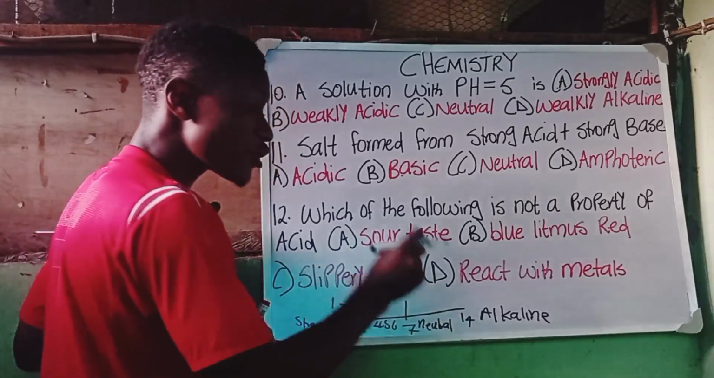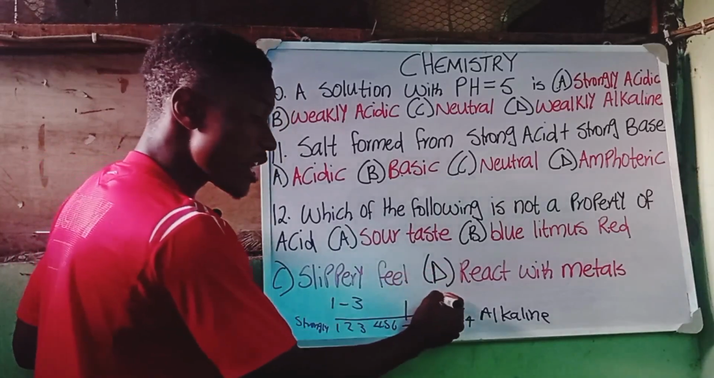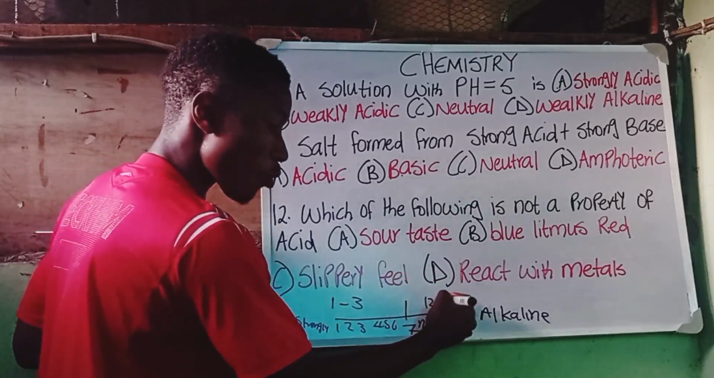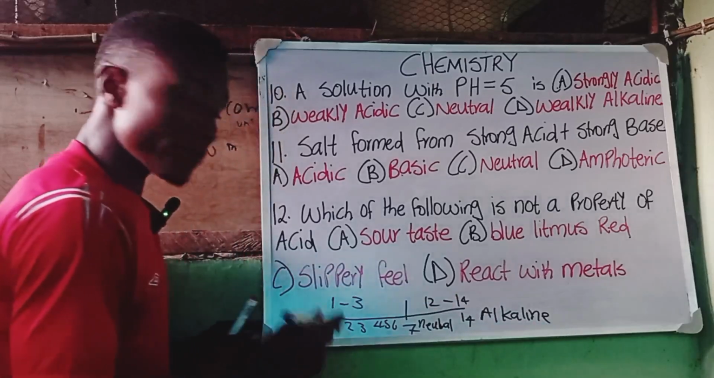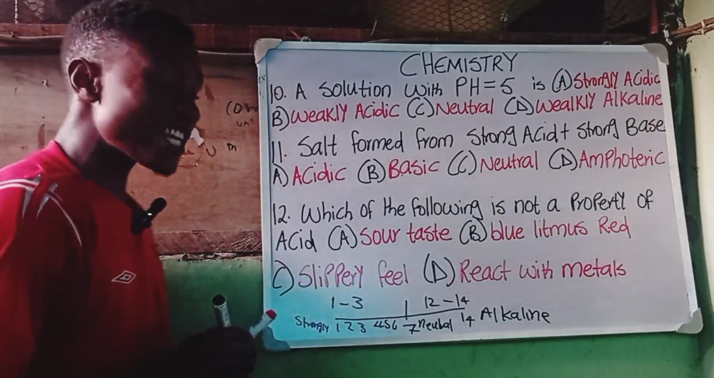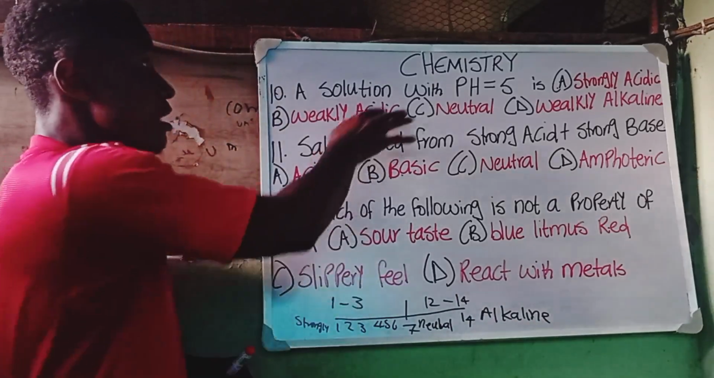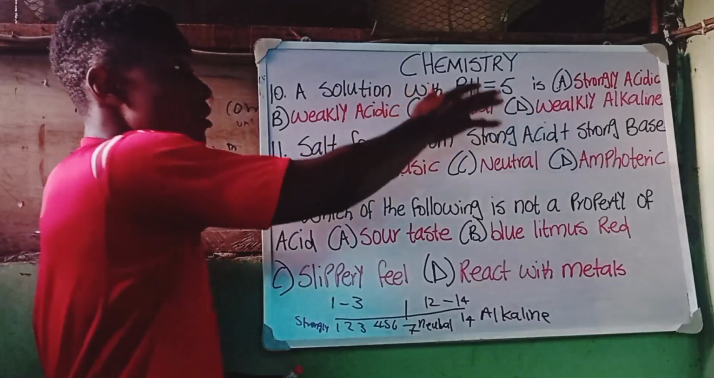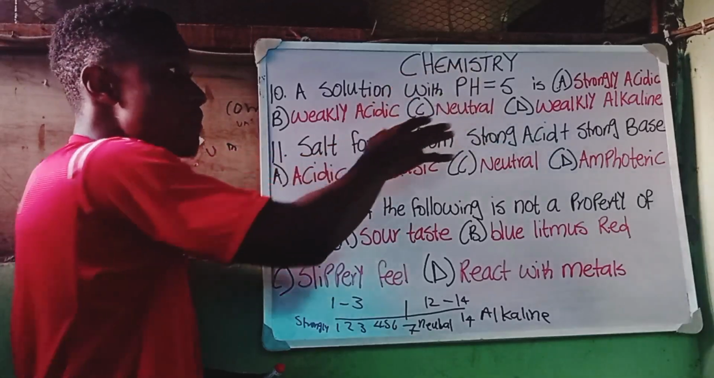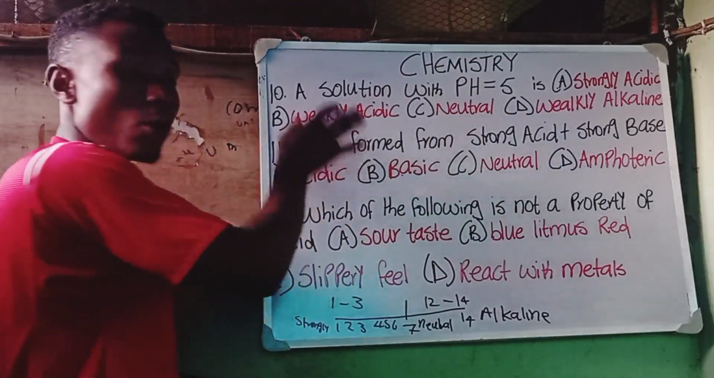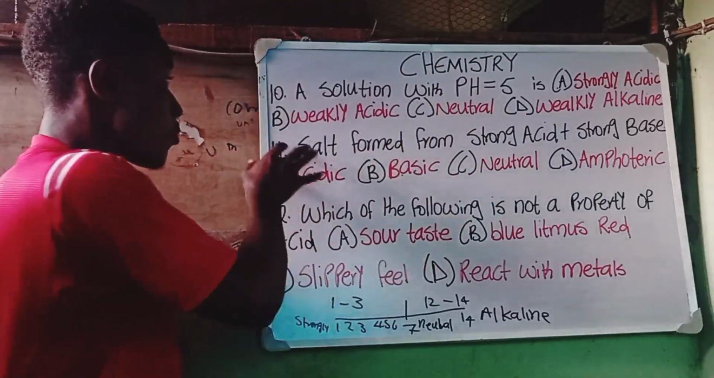And for it to be a strong alkaline also, the pH must be from 12 to 14. The pH must be 12 to 14 for it to be a strong base. So for a weak acid, a solution with a pH of 5 is weakly acidic. So it's a weak acid. We have question number 11.